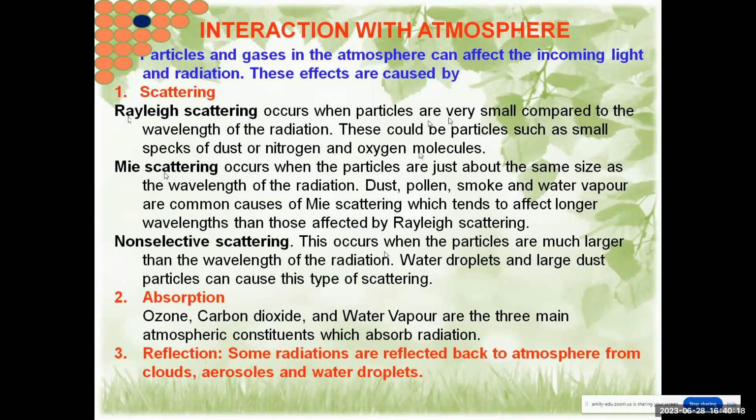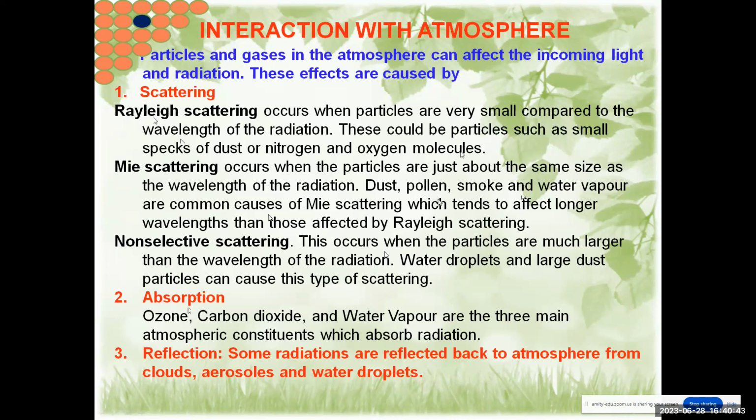Mie scattering happens when the particle size and the wavelength are both equal. For example, dust, pollen, smoke, and water vapor are common causes of Mie scattering. And in non-selective scattering, the particle size is much larger compared to the wavelength. For example, water droplets and large dust particles can cause this type of scattering.